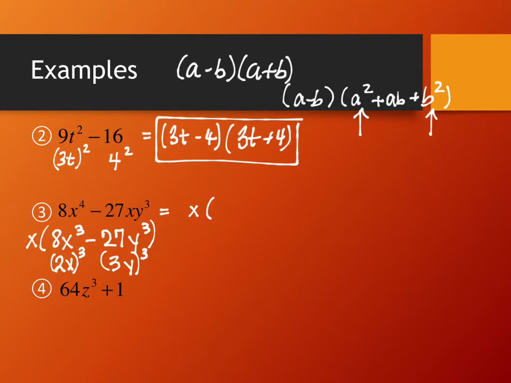Now, the first piece is just each of those individual pieces that are being cubed and with whatever signs between them, in this case the negative sign. So I've got a 2x minus 3y. That's my binomial term.